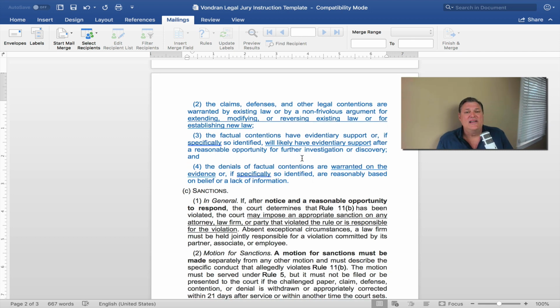And number 4, filing a pleading with a written signature certifies that the denials of factual contentions are warranted on the evidence, or if specifically so identified, are reasonably based on belief or a lack of information. Okay, so those are your 4 things that you're certifying to the court every time a pleading is filed.